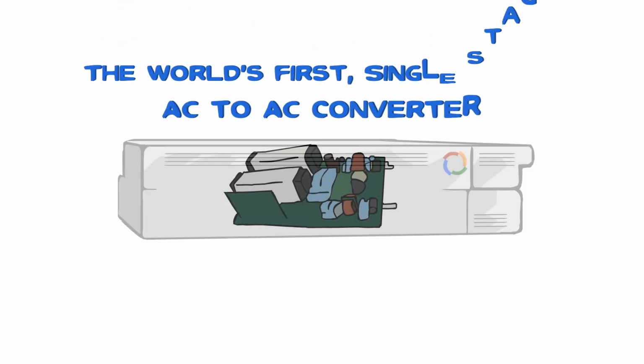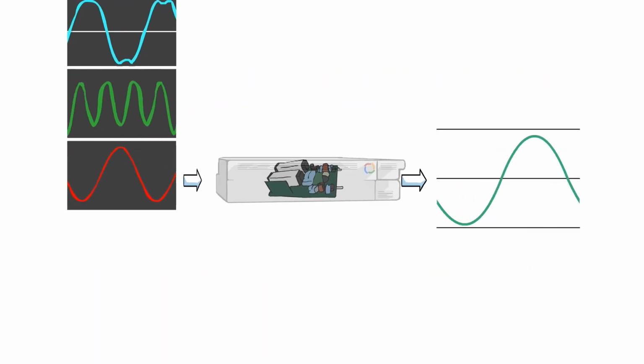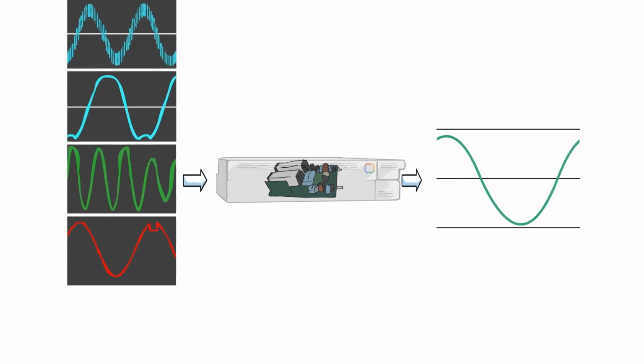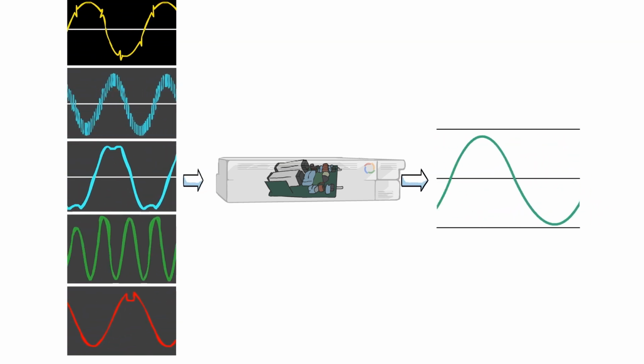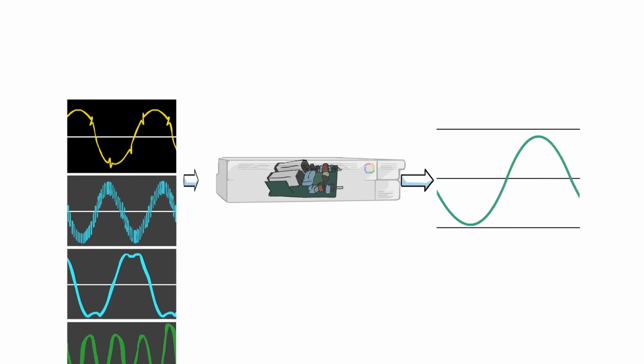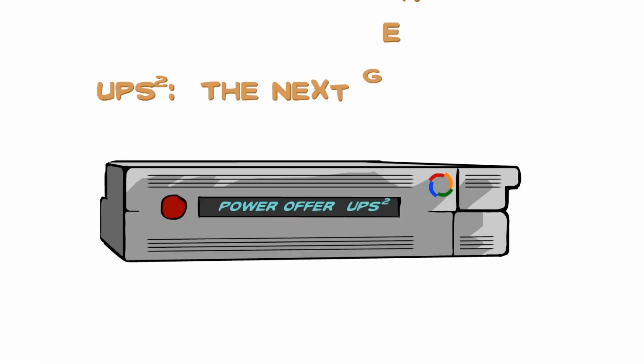PowerOffer has developed the world's first single-stage AC to AC converter. It's called the Trangulator. It provides record-breaking levels of voltage conversion, voltage regulation, and harmonics filtering, all in the same device. For its first application, PowerOffer leverages its unique Trangulator science and proprietary topology to create the next generation of UPS technology. It's called UPS Squared.